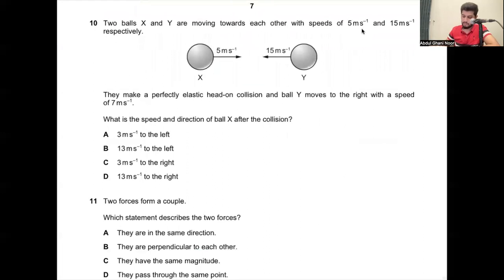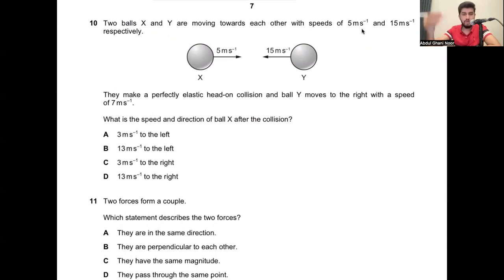Question number 10 says, two balls X and Y are moving towards each other with speeds of 5 meters per second and 15 meters per second respectively. They make a perfectly elastic head-on collision and ball Y moves to the right with a speed of 7 meters per second. What is the speed and the direction of the ball X after the collision?